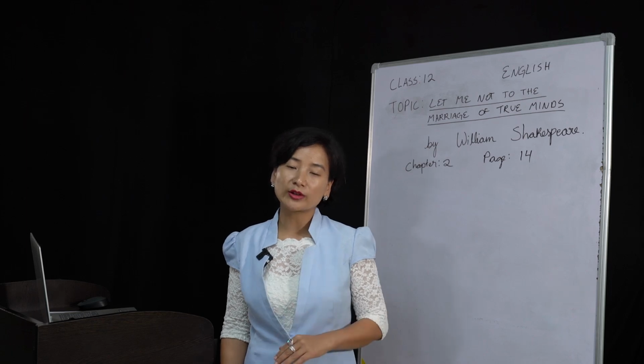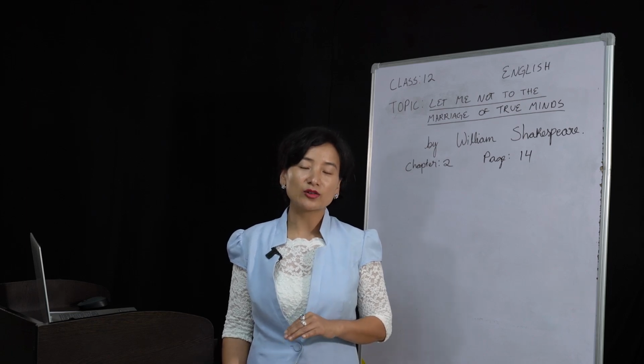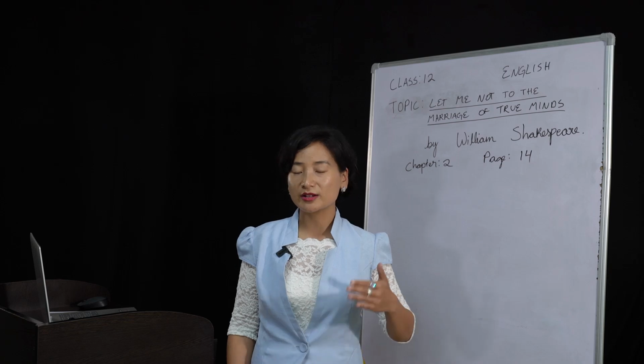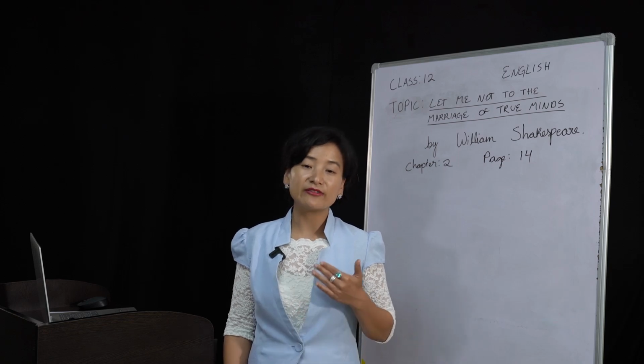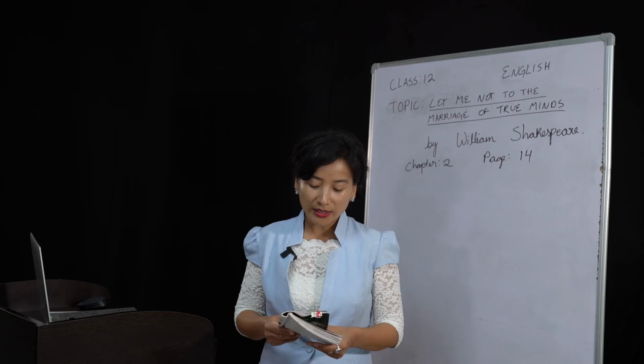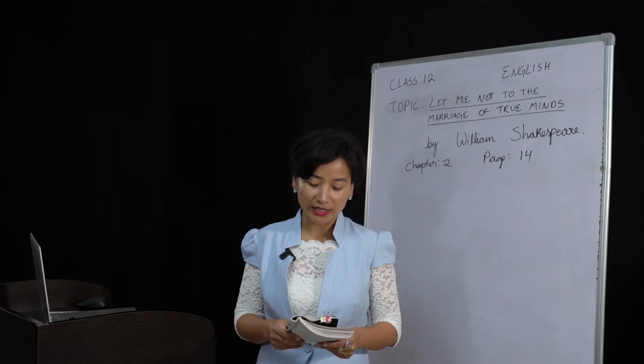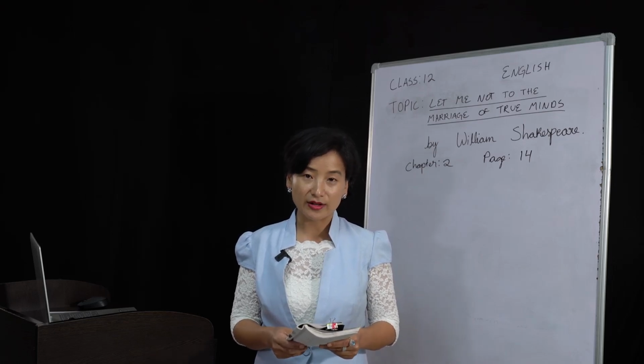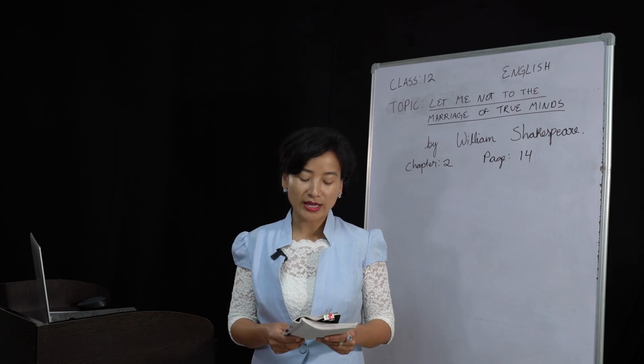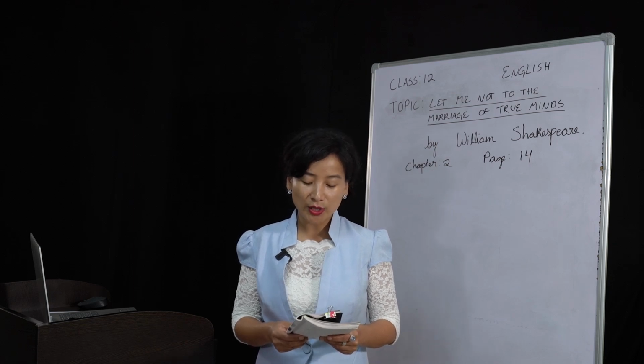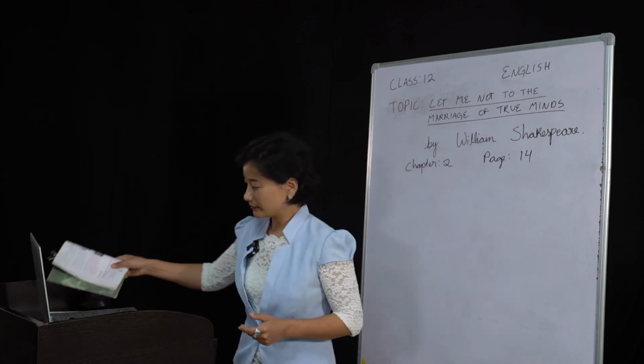But Shakespeare is not talking about that kind of love. He is talking about the kind of love that surpasses time, that surpasses even death. Now the last 2 lines, which is a couplet: "If this be error and upon me proved, I never writ, nor no man ever loved."